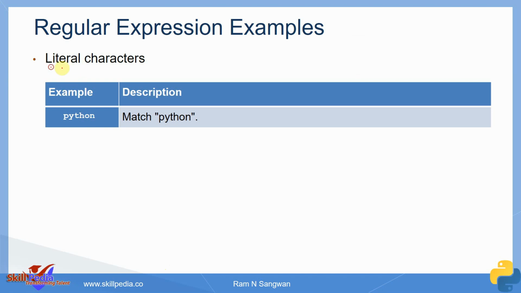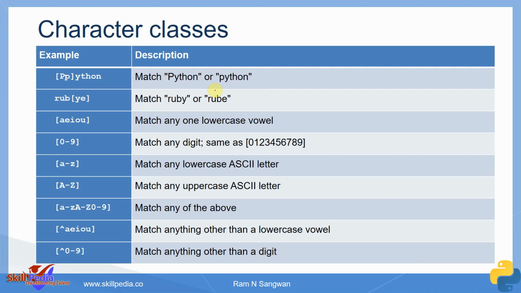Then we have literal characters. Let's understand the examples now. With these we have discussed them. Without examples there is no learning. So let's understand one by one. The simplest is you type this, so it will match the word Python. No regular expression, no special character, therefore no special meaning. So it will match Python with Python, as simple as that. Now let's understand the rest of them one by one.